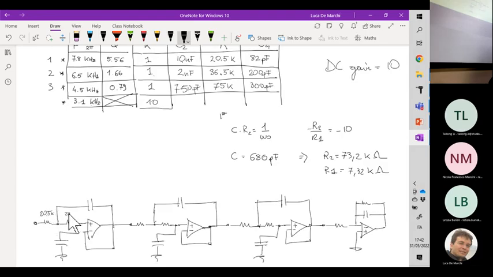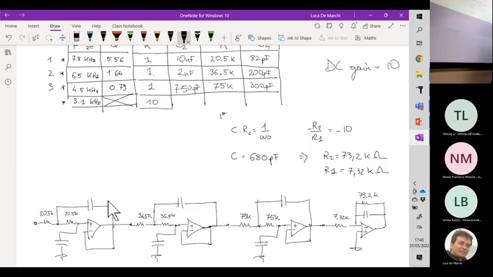20.5 kilo here, 20.5 kilo here. Here we have 36.5, 36.5 kilo, and finally 75 kilo here, 75 kilo here. Then this is 7.32 kilo and 73.2 kilo.